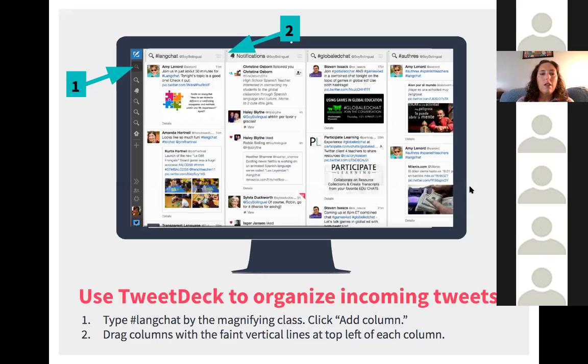Okay, if you're doing a Twitter chat, the best thing to use is Tweetdeck, because for me, the tweets start going really quickly and it's hard to keep track of everything. So I just type in LangChat by this magnifying glass, and then I add a column. So this is only searching LangChat. You can drag the columns however you want. I like to put the notifications to the right. So as I am listening to the chat or participating, over here I can see if anyone has liked a tweet of mine or commented on it, and I can see that immediately.